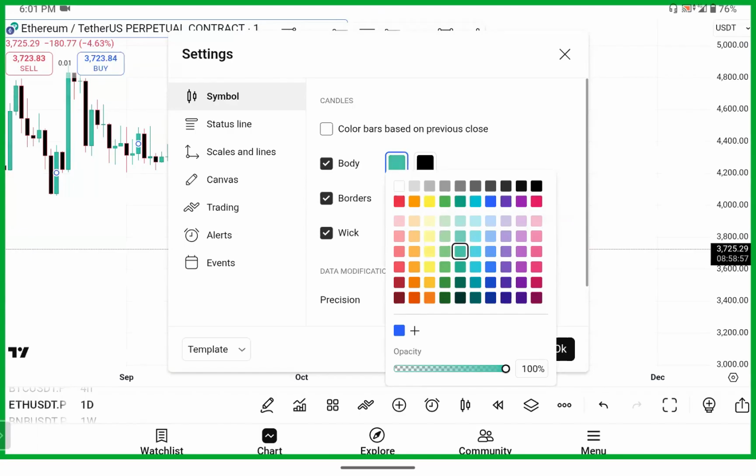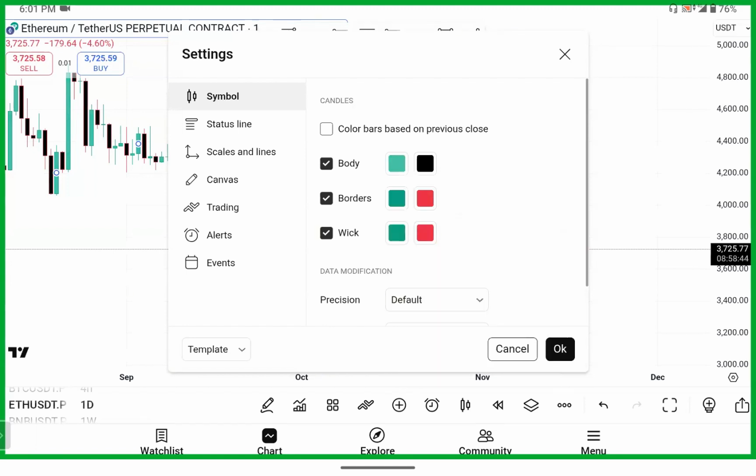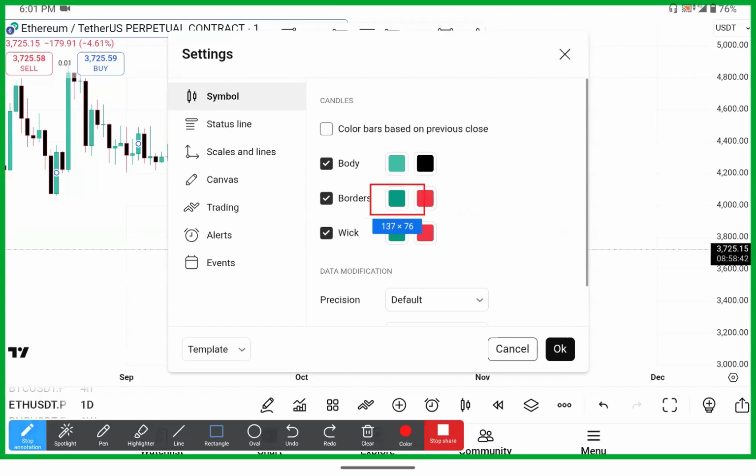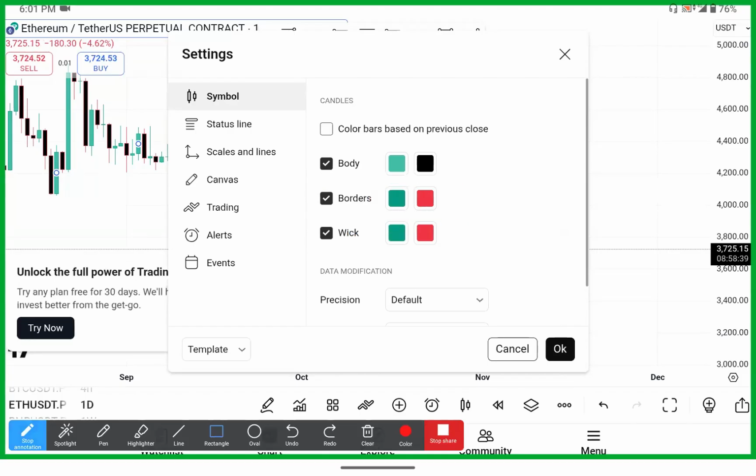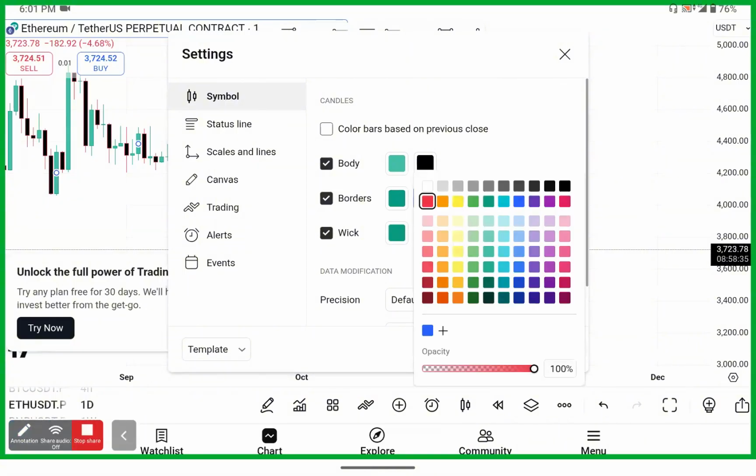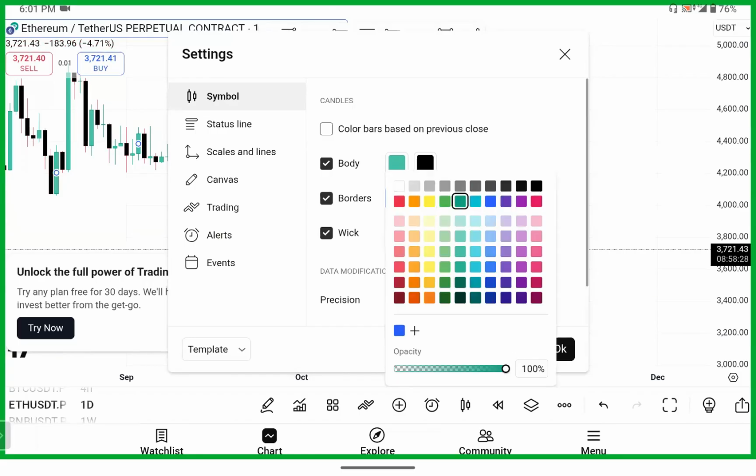This is just an intro to charting, to how you engage, because some people ask how you change your candles. So for me, I prefer using this kind of candles. Then if I come to borders, this is the border. I will also change it to the colors I prefer. I prefer the borders to be black, and this one, I prefer it to be dark green.